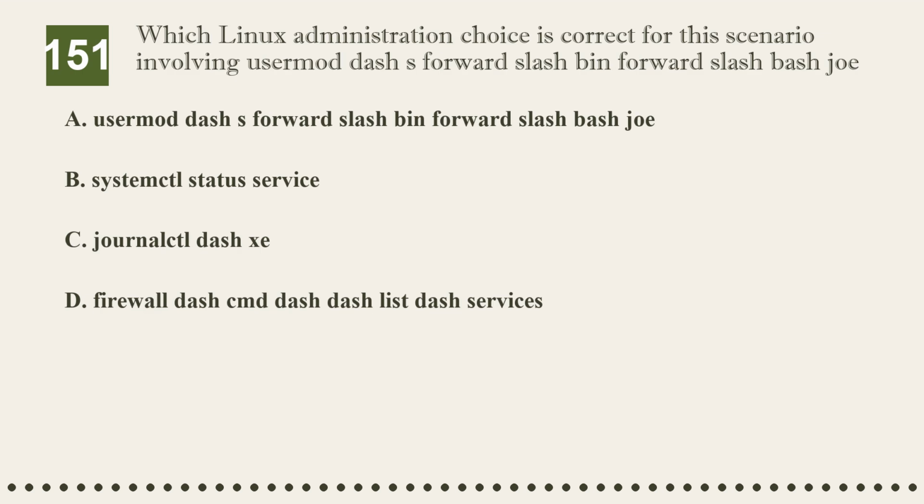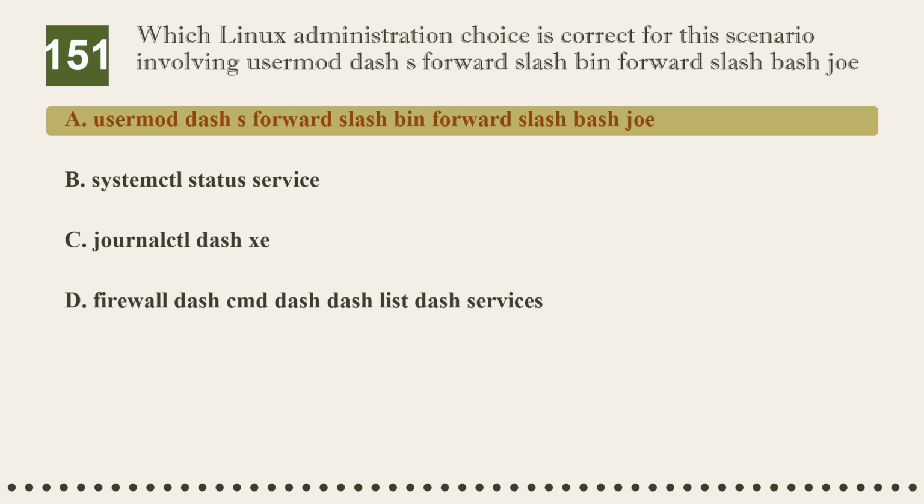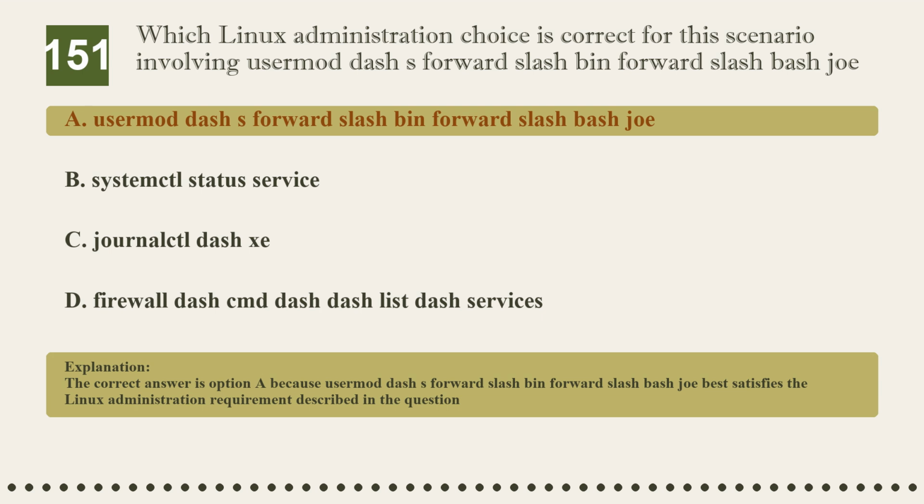Question 151. Which Linux administration choice is correct for this scenario involving usermod -s /bin/bash joe? Option A, usermod -s /bin/bash joe. Option B, systemctl status service. Option C, journalctl. Option D, firewall-cmd --list-services. The correct answer is option A, usermod -s /bin/bash joe. The correct answer is option A because usermod -s /bin/bash joe best satisfies the Linux administration requirement described in the question.